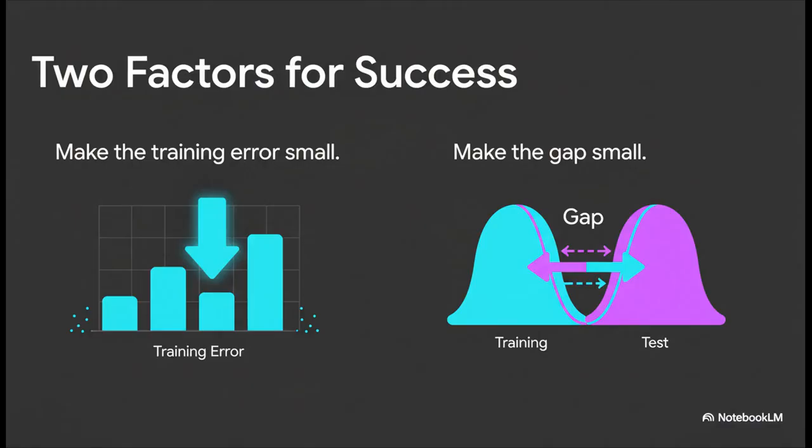So any successful algorithm has to pull off two things that are often in a tug of war with each other. First, you've got to make that training error small. You have to actually learn from the data. But second, and this is crucial, you have to make the gap between its training performance and its test performance as small as possible. You have to make sure what it learned wasn't just a fluke.